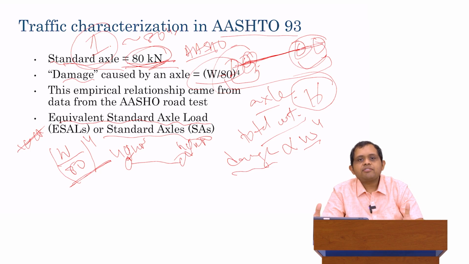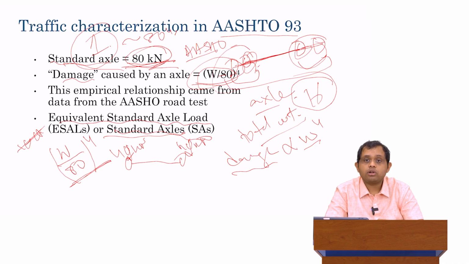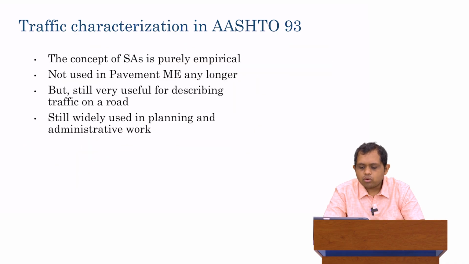So all the traffic was combined into the so-called standard axles, into one number called standard axles, based on this empirical formula. By the way, this is still what we do in India in IRC 37 for the design of flexible pavements, and this exact formula, the fourth power law, is used, which was based again on the AASHO road test from the 1950s onwards. We don't actually use this concept anymore in rigid pavements, but let's talk about that right now.